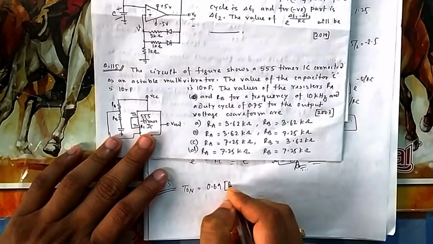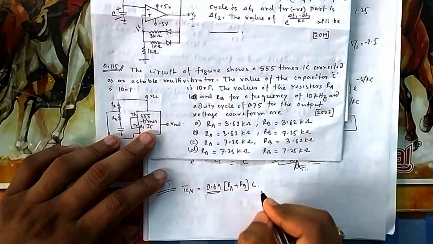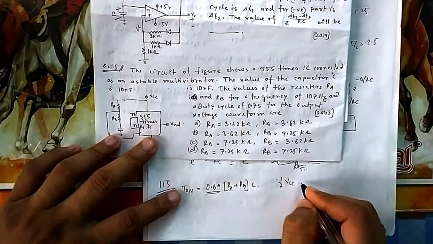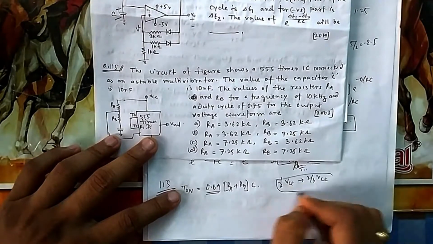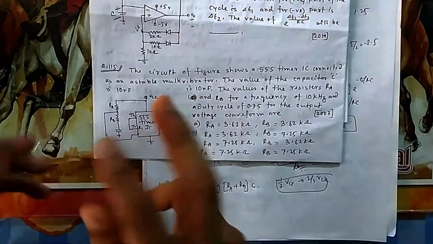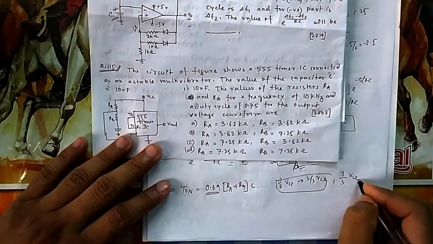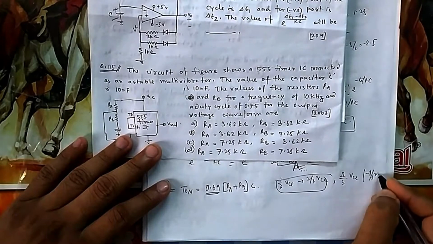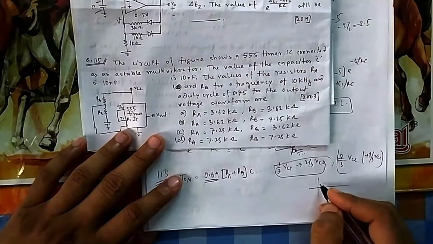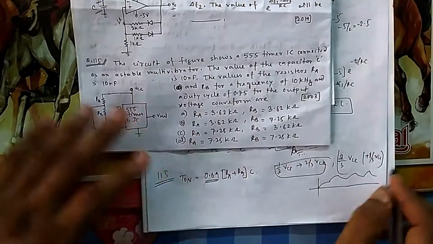This is actually the formula, or sometimes it is written with 0.7 also: RA plus RB. This is the charging time, charging from 1/3 Vcc, the threshold voltage, to 2/3 Vcc. In the case of an astable multivibrator, it has both transitions, and then it goes from 2/3 Vcc to 1/3 Vcc. Then this process keeps on repeating. So this is the way it discharges. It charges up to 2/3 Vcc, then discharges, then charges, then discharges. This is the way the capacitor gets charged and discharged.